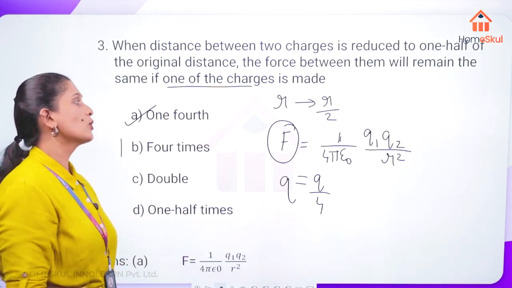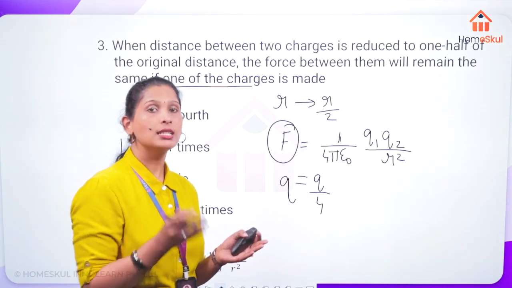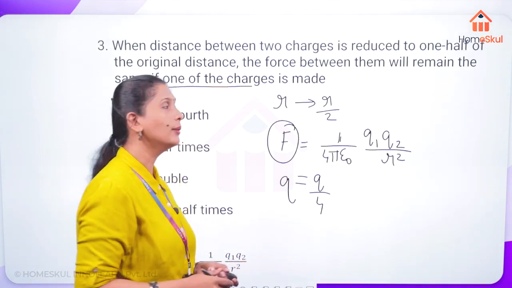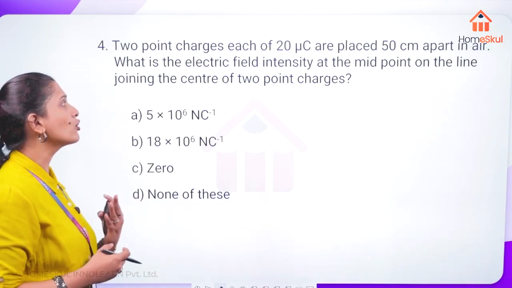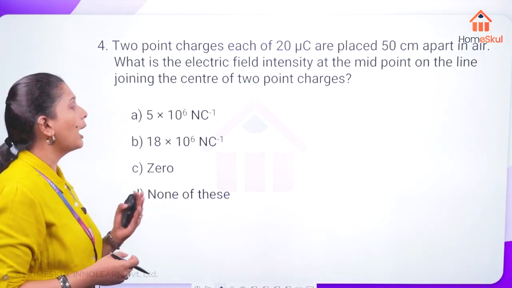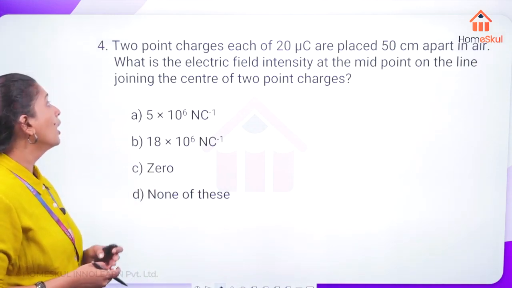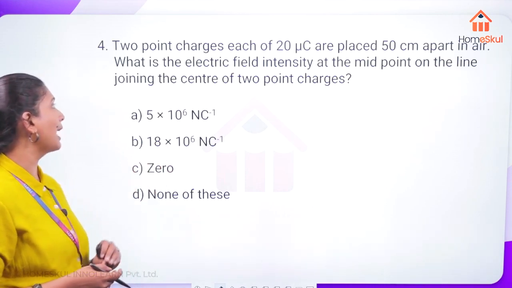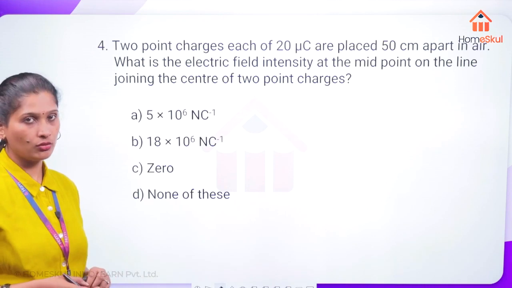Clear? So whenever you're getting questions like this, you have to take the equation, substitute in that, and then check for the result. Okay? Now, 2-point charges, each of 20 microcoulomb, are placed 50 centimeter apart in air. What is the electric field intensity at the midpoint of the line joining the center of the 2-point charges?